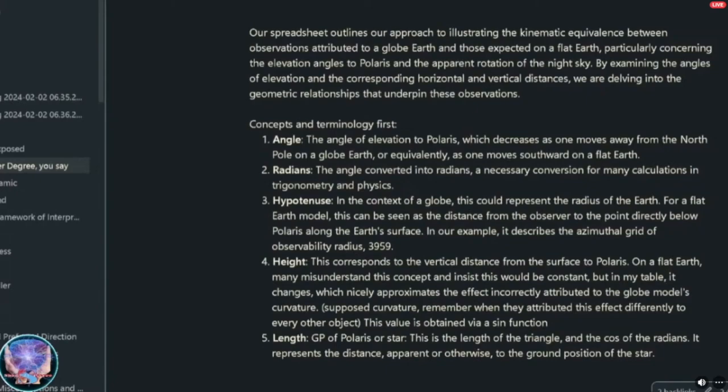We're going to use radians, which is just the angle converted into radians. It's required in Excel and for trigonometry. Hypotenuse in this case would be the radius of Earth, but that's not what we're going to use it for. We're going to use it for the optical equivalent, which would be the radius of the limit of our visual grid, or in other words, the length of our azimuthal grid of observability.